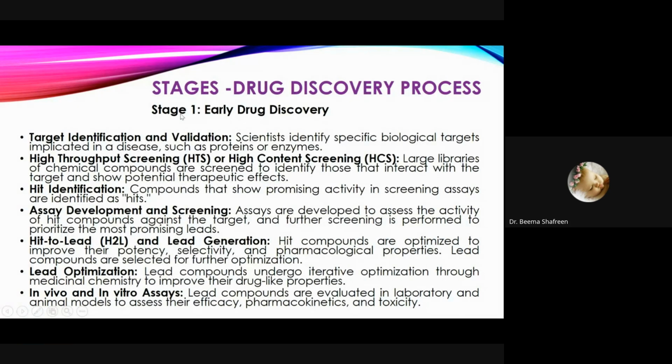So we have 4 stages for the drug discovery process. Stage 1 is early drug discovery, which we easily carry out in our laboratory. First, we screen a large number of targets from the disease-causing agent. Say, for example, a bacterium involved in a type of disease, like cardiovascular disease, or Streptococcus pyogenes, which causes rheumatic fever.